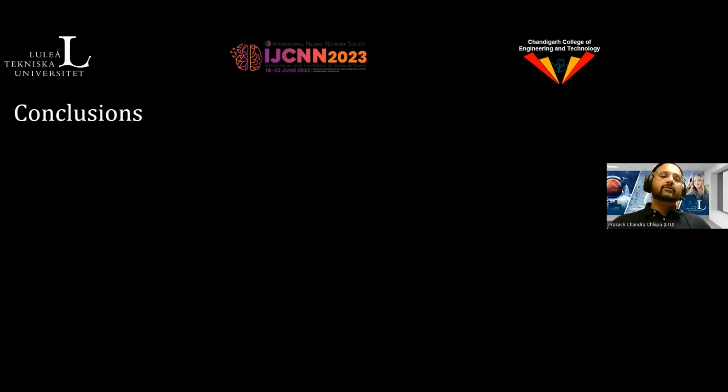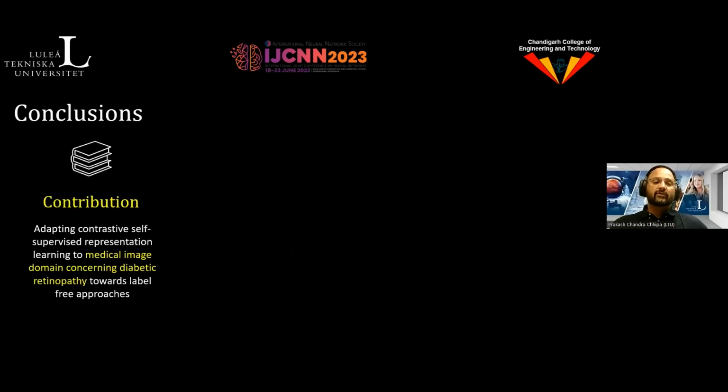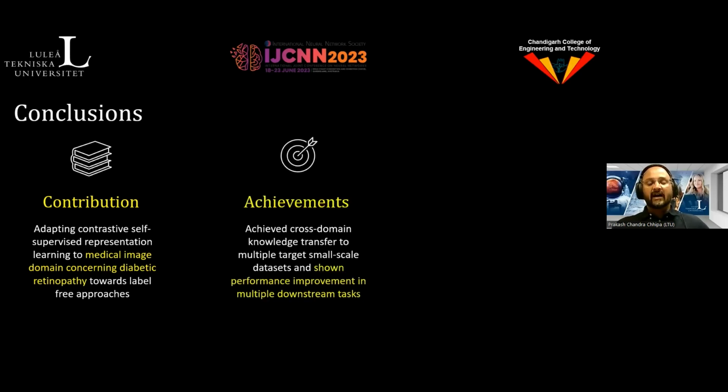With that, we move ahead to the final part of the presentation, the conclusions. Briefly, we contribute by adopting contrastive self-supervised representation learning on diabetic retinopathy images. This is one of the contributions of this whole study. As for the achievement, by adapting the contrastive self-supervised representation learning on diabetic retinopathy images, we are able to achieve performance improvement on multiple downstream tasks across multiple target datasets.